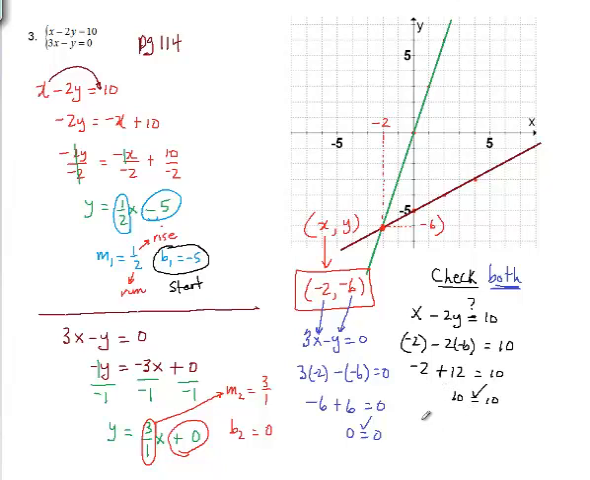Right? So the answer to our final solution to this, of course, is -2, -6. And you can leave your answer as an ordered pair. So that's the solution to number 3 on page 114.